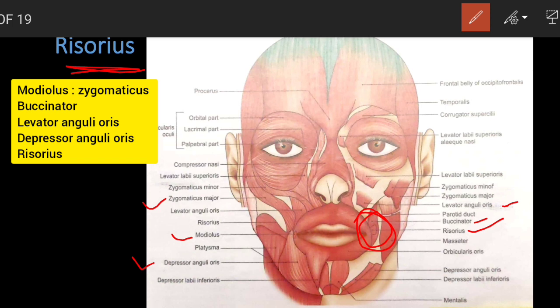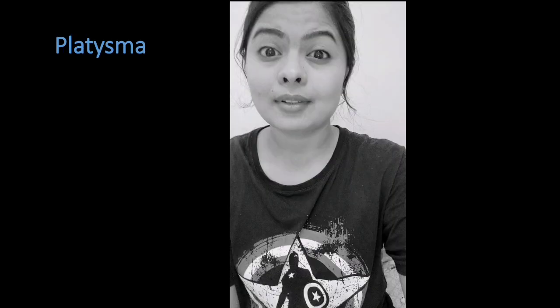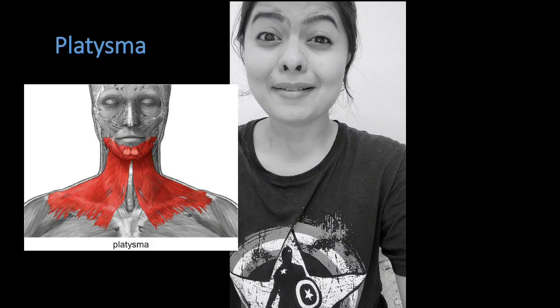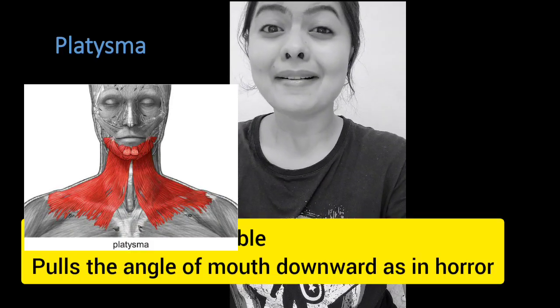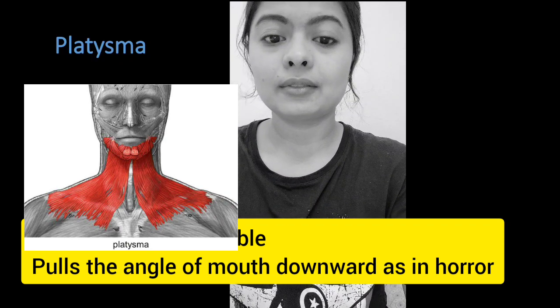That is our modiolus. Now the last muscle which remains in our face is platysma. See here, what does it do? It releases pressure of skin on the subjacent veins. It depresses the mandible and pulls the angle of the mouth downward, as in horror or fright.